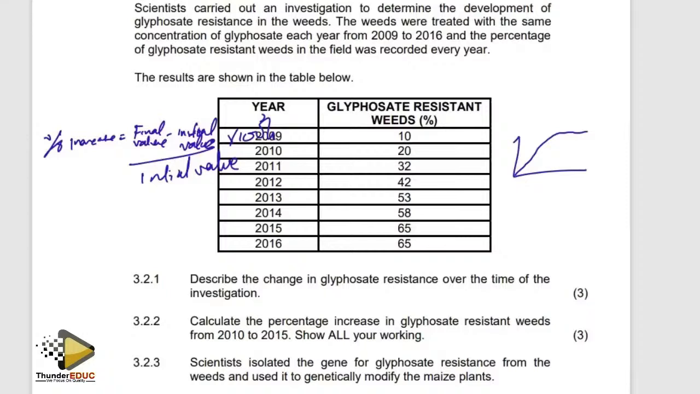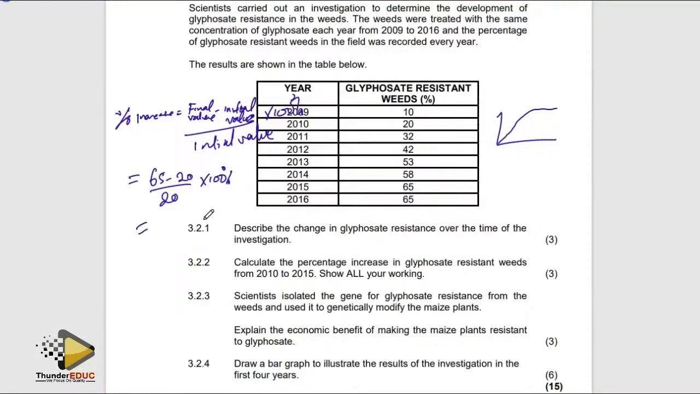So in this case, from 2010 it is 20, and 2010 is the initial value, and then 2015 is 65. So the percentage increase is going to be equal to 65 minus 20, divided by the initial, which is 20, then times 100%. So the answer you get is going to be the percentage increase. So that's how we calculate the percentage increase.